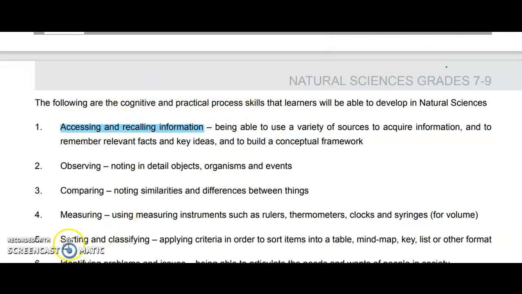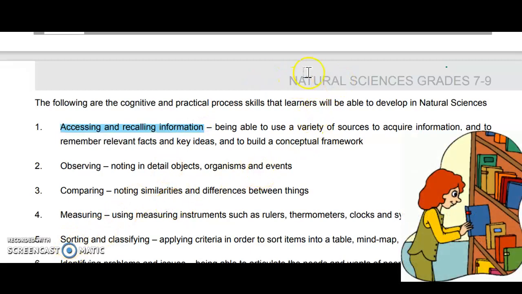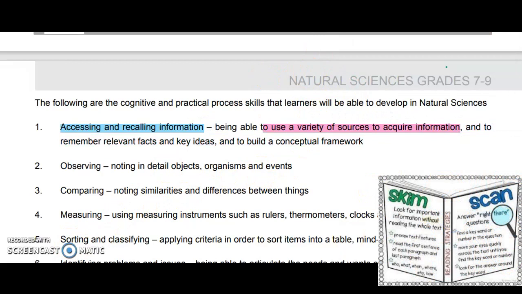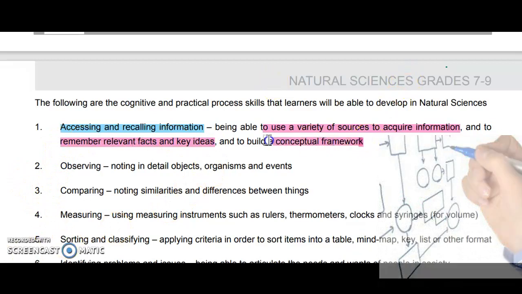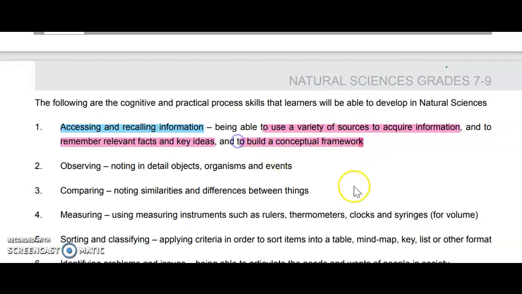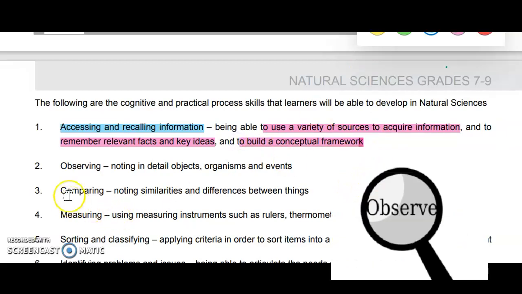So the first is accessing and recalling information: being able to use a variety of sources to acquire information, ways to acquire that information quickly, and then to remember those facts and key ideas and to build a conceptual framework or understanding. Then it's about observing and noting in detail objects, organisms, and events.